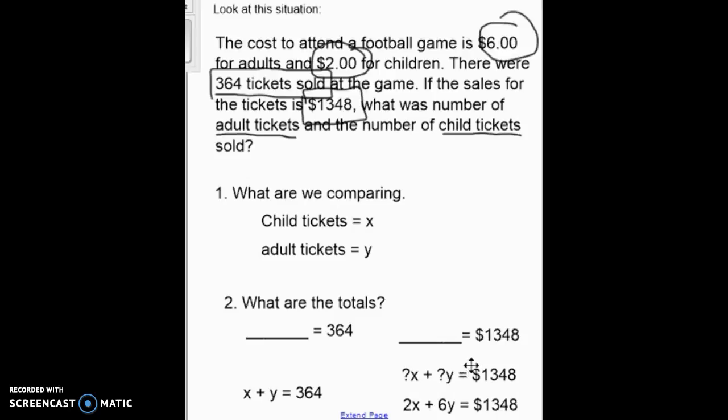So for this problem, our two equations, we have the number of child tickets plus the number of adult tickets equals 364 total tickets. And then we know in order to find the cost, we have to multiply that by how much the tickets individually were costing people. So we've got our $2 children tickets, which is our 2X, plus our $6 adult tickets, which is 6Y, equals the total cost that people spent that day at the football game, which is $1,348.